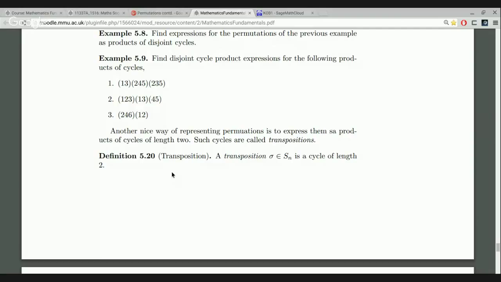So that is disjoint cycles and inverses. Now, another important concept for permutations: we also emphasize the role of transpositions when working with permutations. Now, what's a transposition? A transposition is a two-cycle, a cycle of length 2.